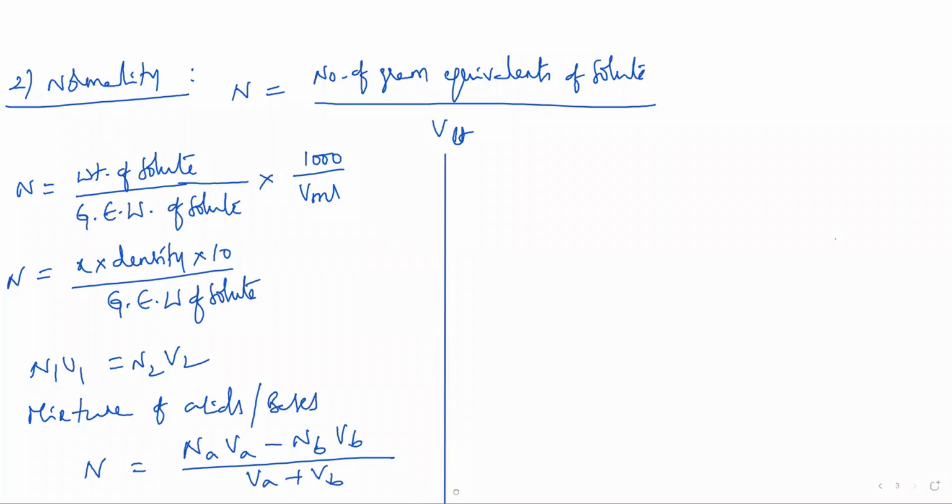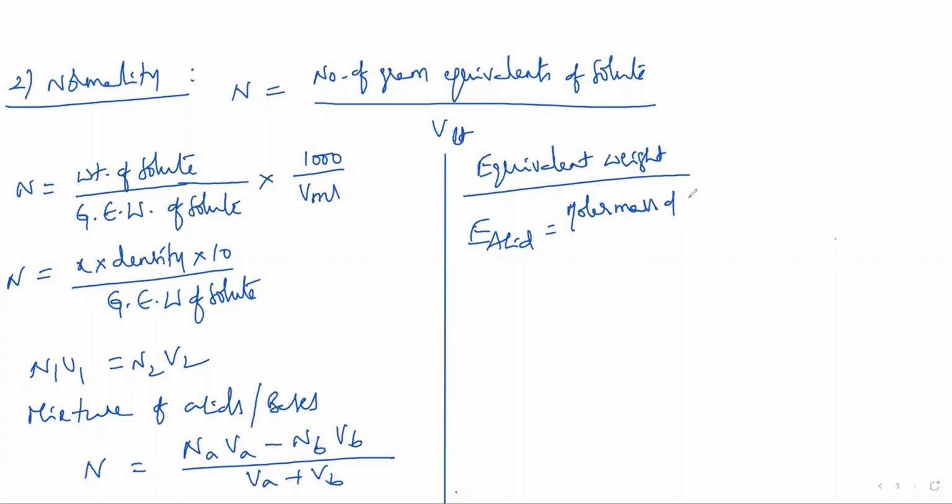Okay. Now, what is equivalent weight? How to calculate equivalent weight? So let us consider the equivalent weight of acid. It is given by molar mass of acid by basicity.